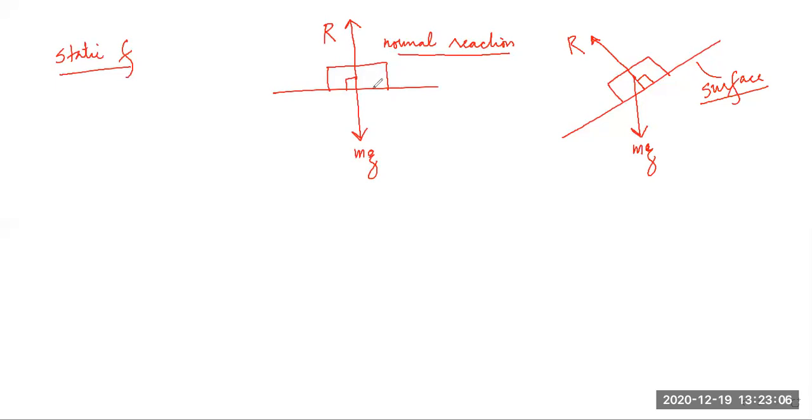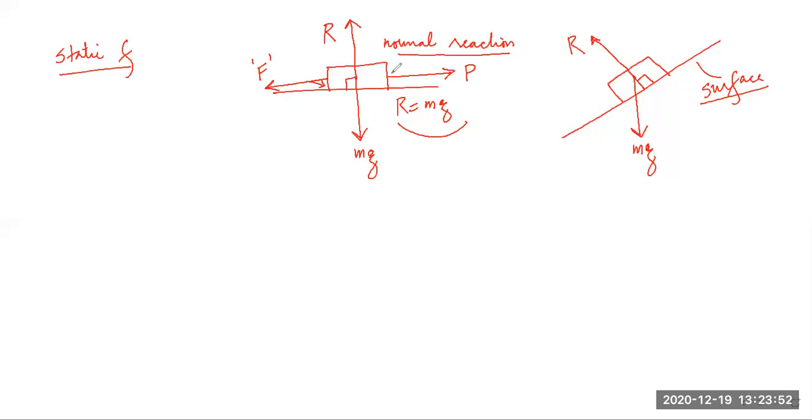So in this case, when the body is at rest, I can say R is equal to mg. That is, normal reaction is equal to the weight of the body. Now let's see, I apply this force P on the body. As I apply force P on the body, in between the surfaces, entirely on the surface in contact, there is a force of friction which acts in the opposite direction. This is the force of friction.